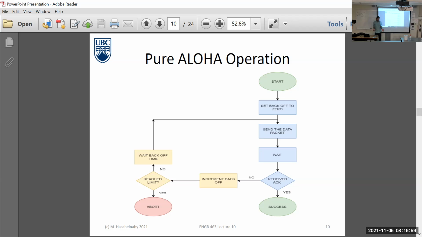We must stop. So that's why we set a parameter that can measure how many retransmissions occur over the channel. At first it's 0. If our packet is received in the correct way, success. If no acknowledgement is received, we will increment the backoff by 1, and check: did we reach the limit? Yes, stop. No, so I will wait a random backoff time and return back to send my packet.